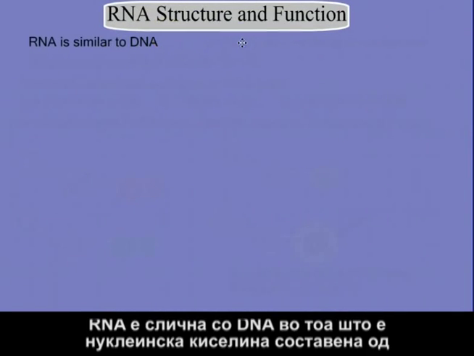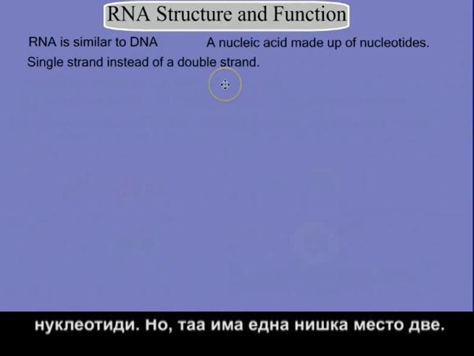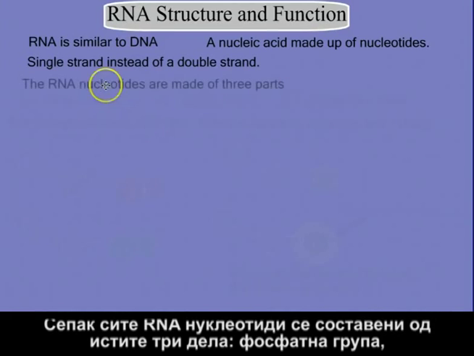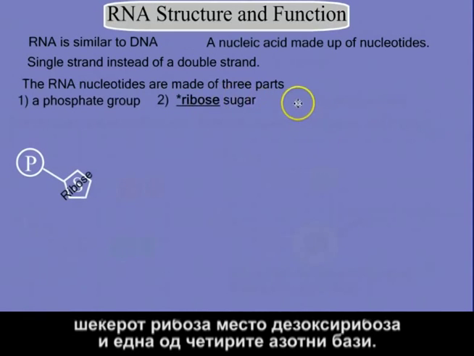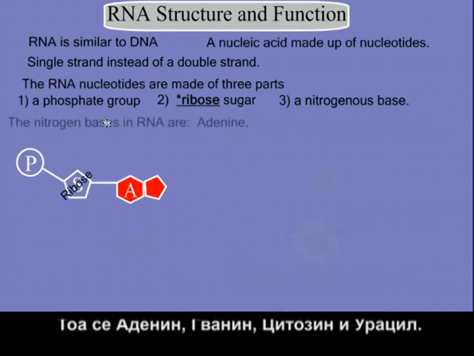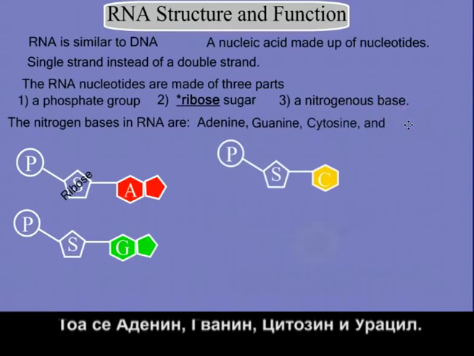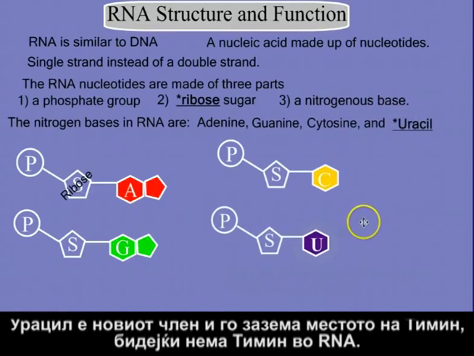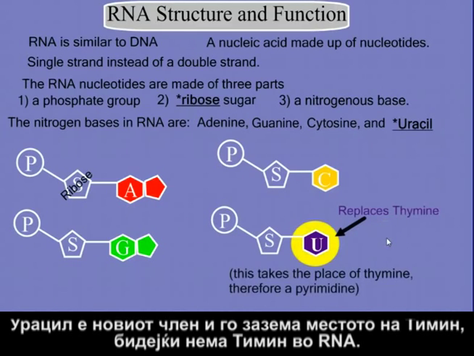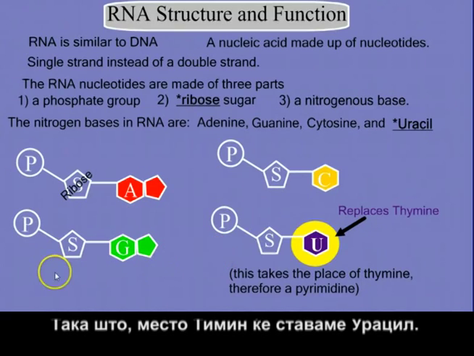RNA is similar to DNA in that it is a nucleic acid made up of nucleotides. However, it's single-stranded instead of double-stranded. But all RNA nucleotides are made of the same three parts: a phosphate group, ribose sugar instead of the deoxyribose that we'd find in DNA, and one of four nitrogenous bases, making adenine, guanine, cytosine, and uracil. Now uracil is the new one. It takes the place of thymine. There are no thymines in RNA. Everywhere we would put a thymine, we use uracil instead.